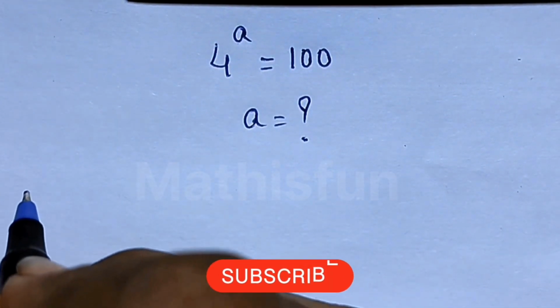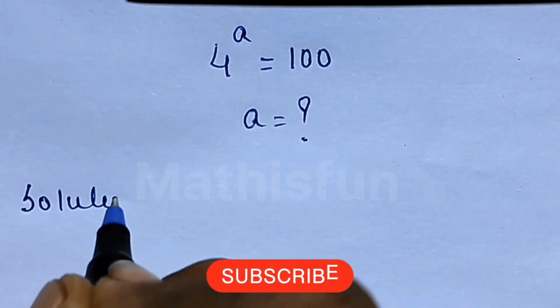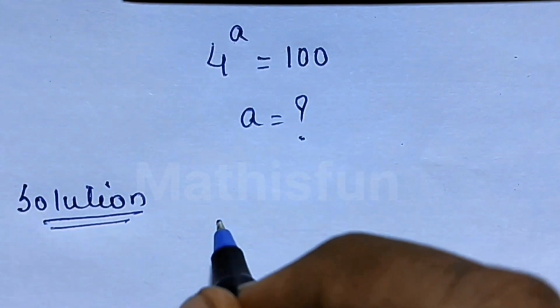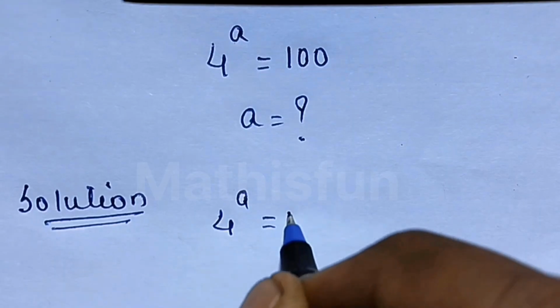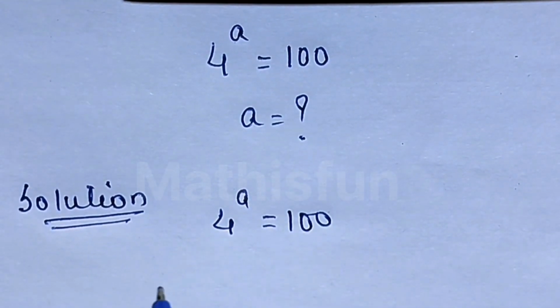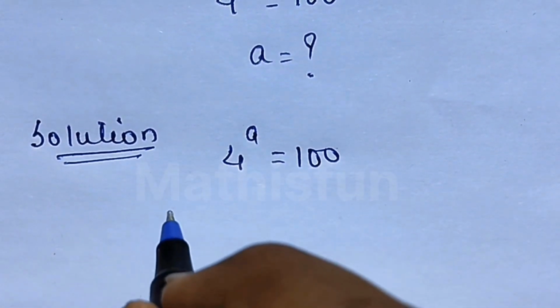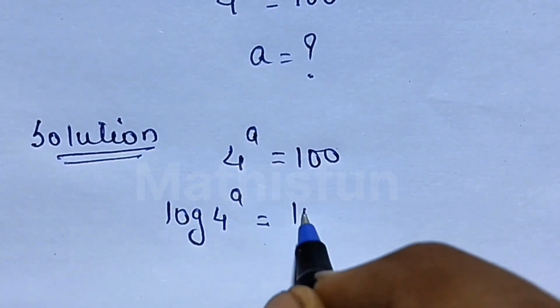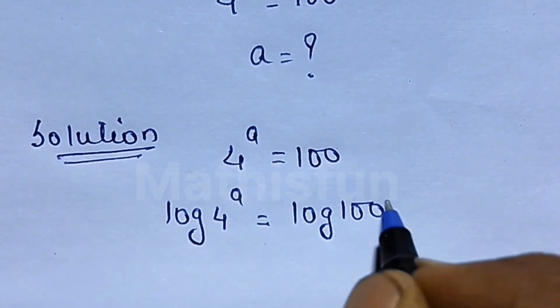So let's start. Solution. Our equation is 4 to the power a is equal to 100. First we will apply log on both sides. It will become log 4 to the power a is equal to log 100.